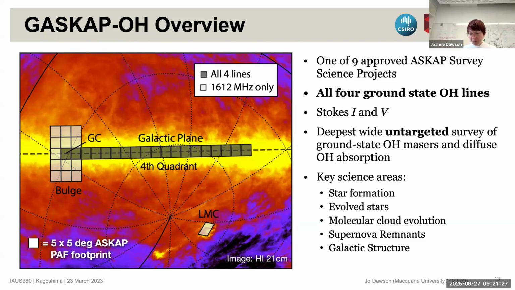OH absorption. And we're going to cover the science areas you'd probably expect. So it's star formation from the masers, evolved stars from the masers, it's molecular cloud evolution from the absorption, it's supernova remnants from the masers, and galactic structure in the sense that you can pick out masers for later VLBI follow-up. I'm going to skim over the science background, and I'll just focus on the top 3, which are the major ones there.